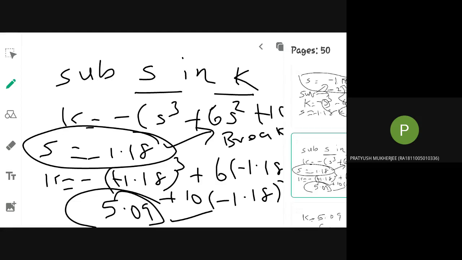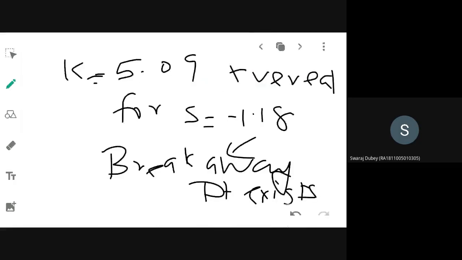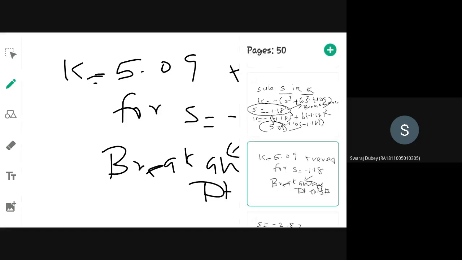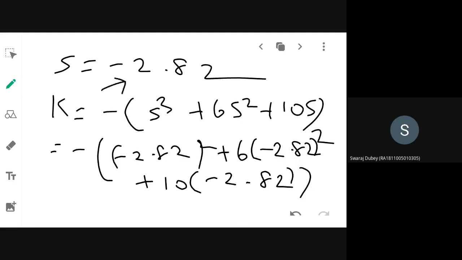One value you have got as positive real. What, Swaraj? Ma'am, the k value was 0.62. No, 5.09. Check it out. You must have substituted the wrong way. Okay, so this s is a breaking point. One more value is there for s. What is the other value? Minus 2.82 is also there.